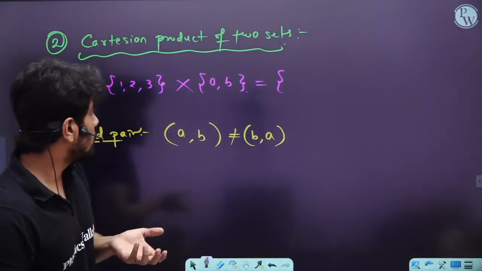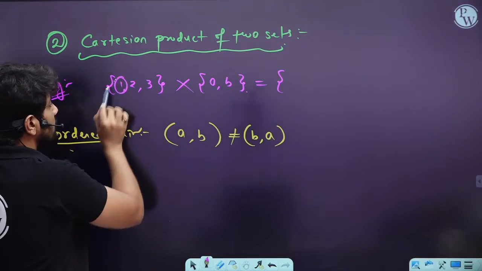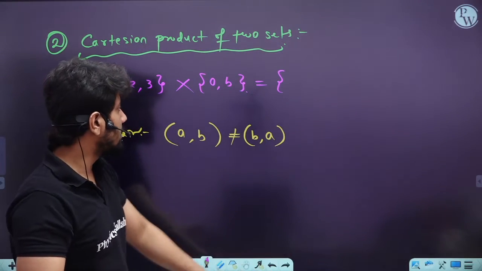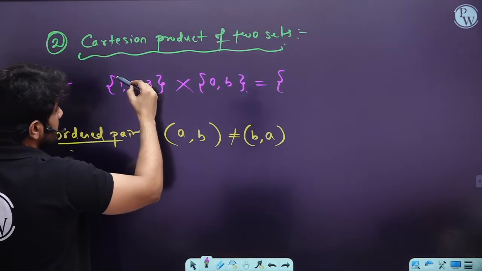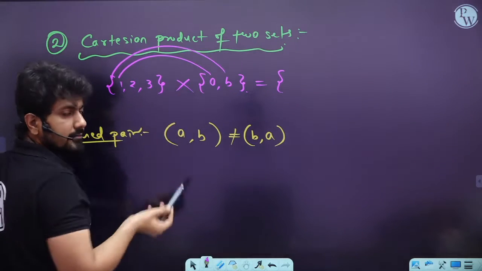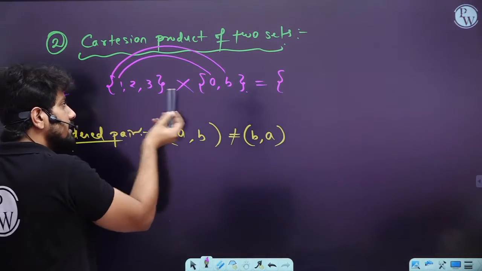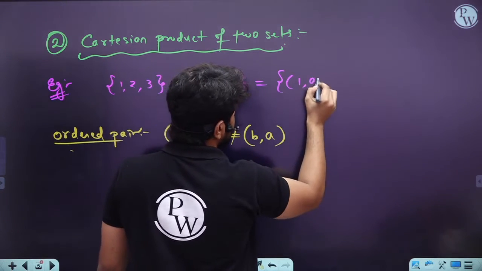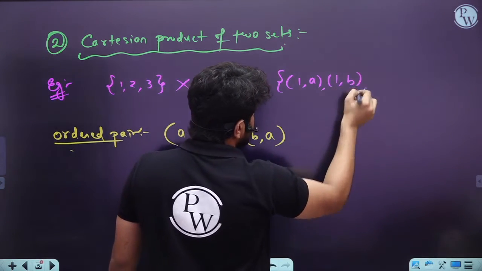The set of all the ordered pairs where the first element comes from the first set and the second element comes from the second set. So all the ordered pairs that I can make, like 1 comma a, 1 comma b. The first element is coming from this set, the second element is coming from this set. So I am writing 1 comma a, 1 comma b.